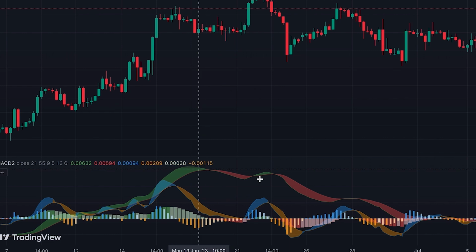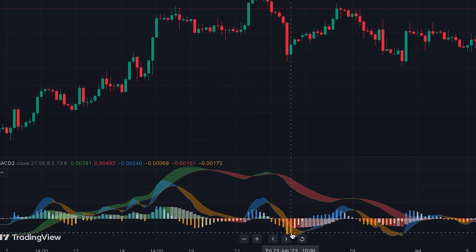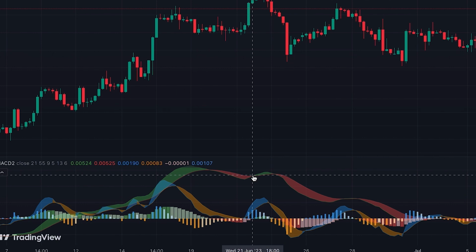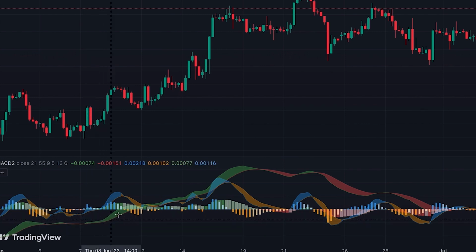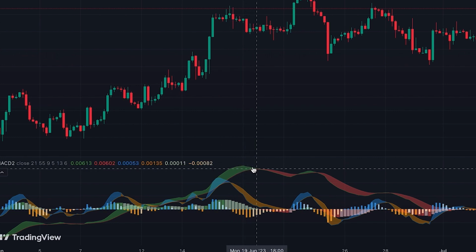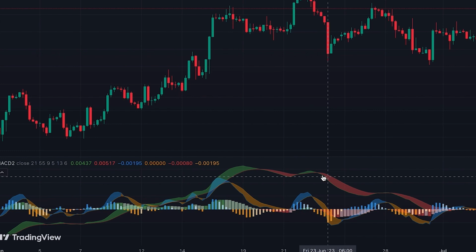This is for the longer MACD and this is for the shorter MACD, and their color is the same as their histogram color. They are in the form of a cloud, which means the area in between changes color depending on the crossover of MACD line and signal line. For example, when MACD line crosses above the signal line, the cloud becomes green and it's actually a bullish signal, and when MACD line crosses below the signal line, the cloud becomes red and it's actually a bearish signal.